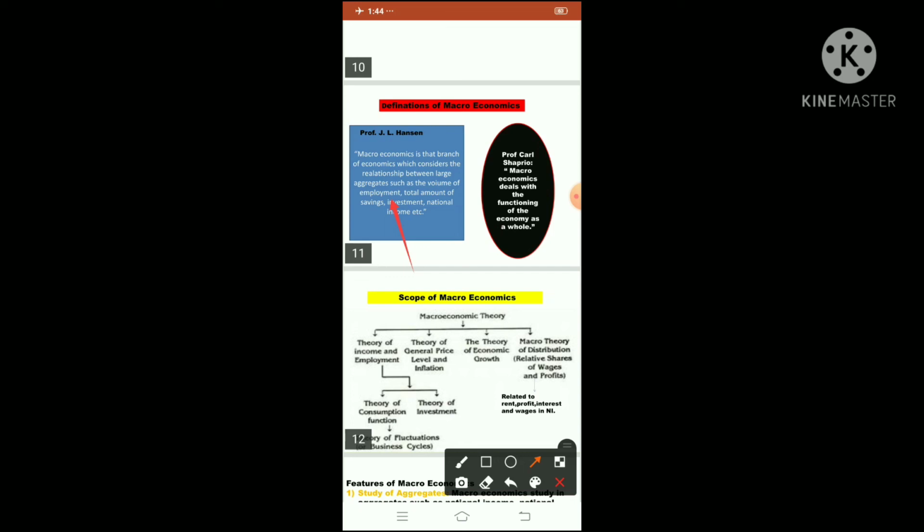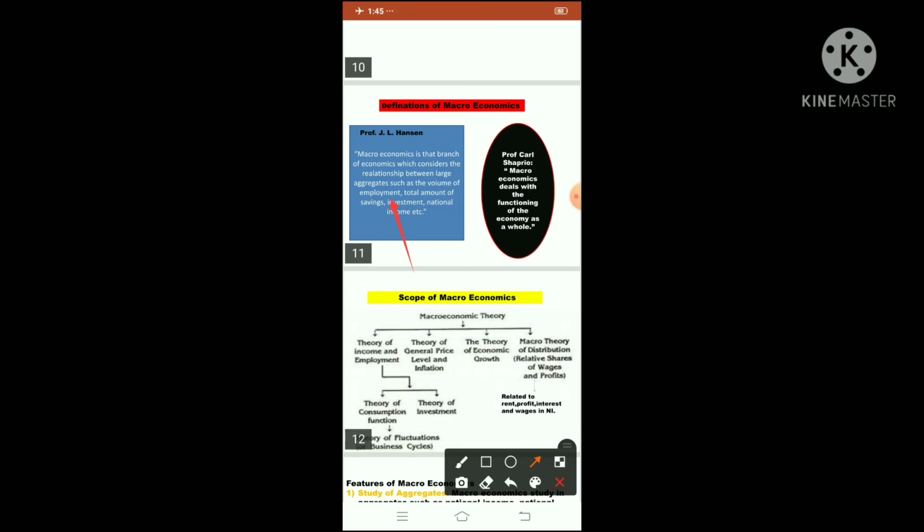Macroeconomics studies things in aggregate. It doesn't study individual income. What they have told is to study national income, total amount of investment, savings. So they study in lump sum way. So macroeconomics has been defined by Professor J.L. Hansen that it considers the relationship between large aggregates. These large aggregates will be volume of employment, total amount of savings, investment, national income.